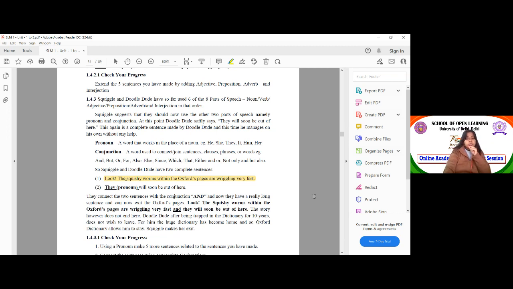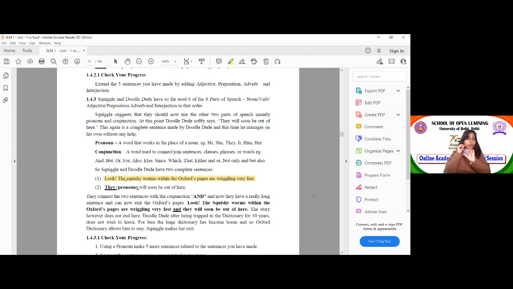Okay, so now you have got the basic idea of what you're supposed to do. Now imagine they will give you a small paragraph, say 5 sentences, and ask you to do the same thing. Here there's just one sentence and I asked you to do it. So in the exam they can give you a small paragraph and ask you to do the same thing. Anyway, now look at the second sentence. They will soon be out of here.